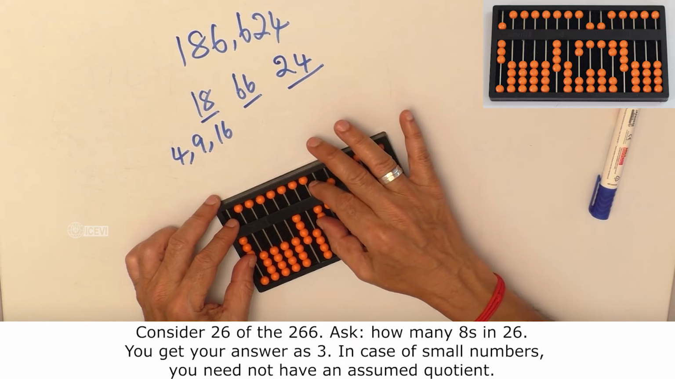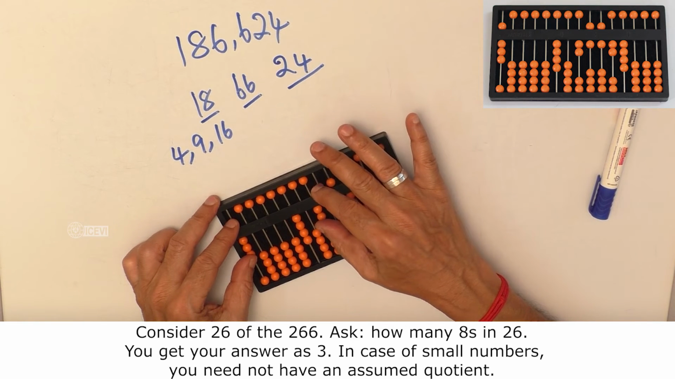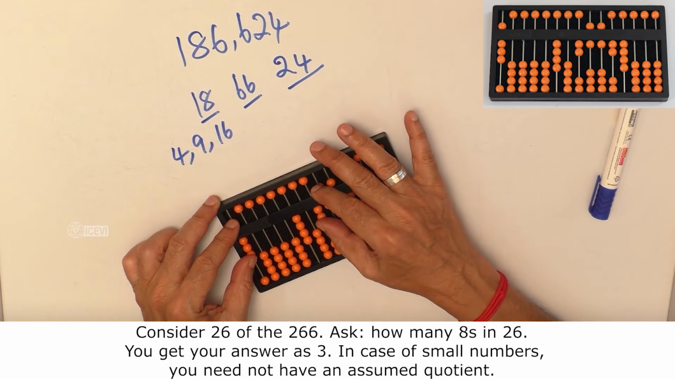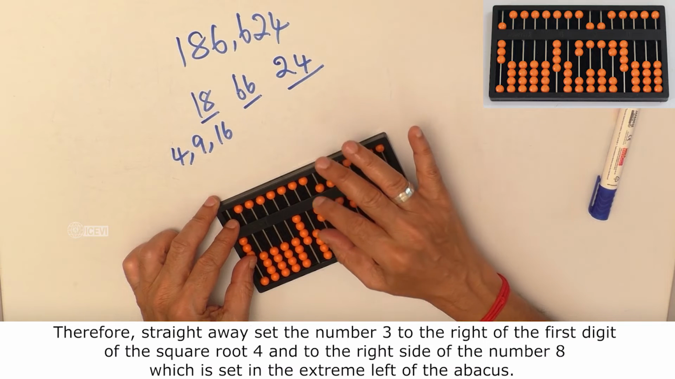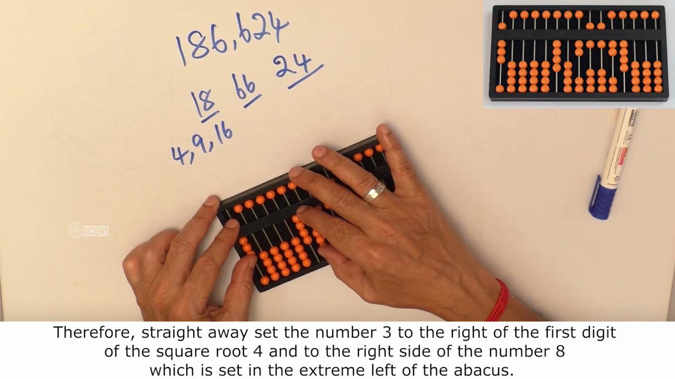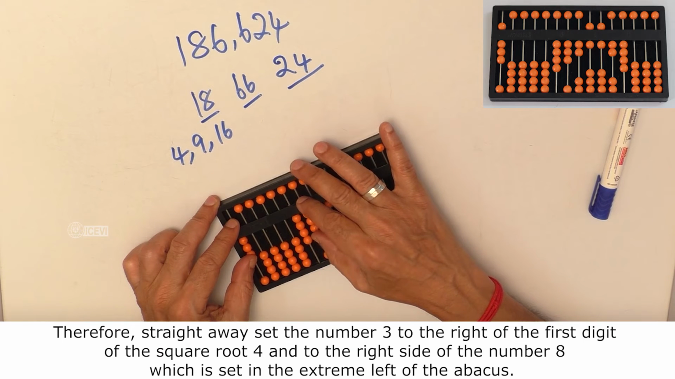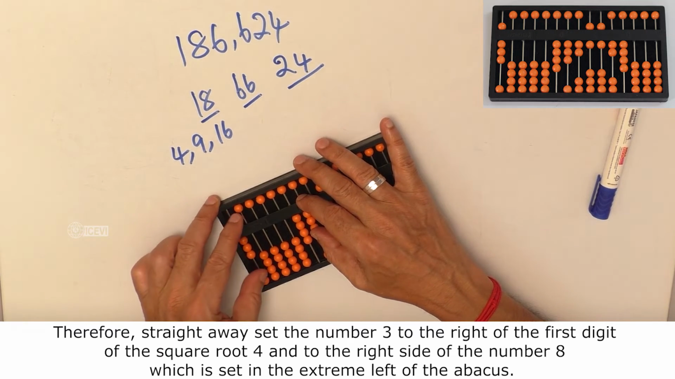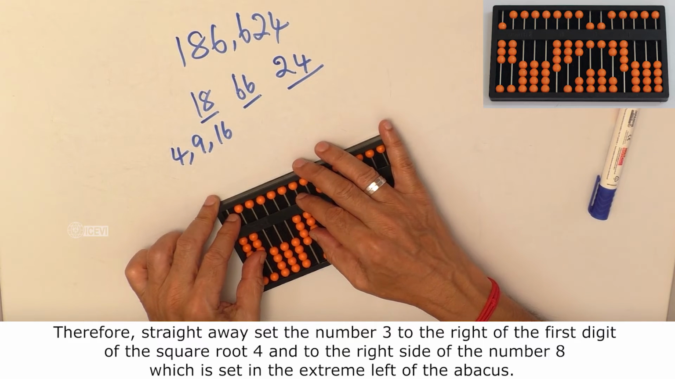Consider 26 of 266. Ask how many 8s in 26. You get the answer as 3. In the case of small numbers, you need not have an assumed quotient. Therefore, straight away set the number 3 to the right side of the first digit of the square root 4 and to the right side of the number 8, which is set in the extreme left of the abacus.